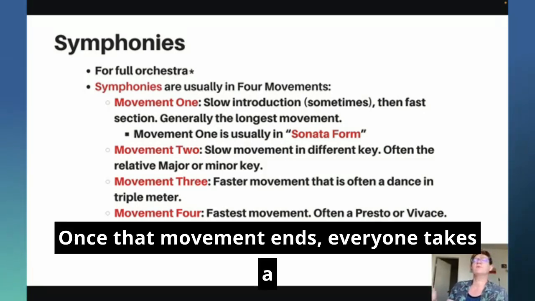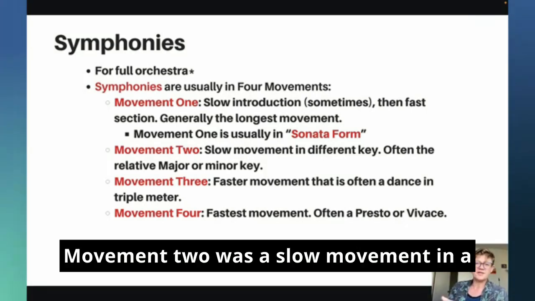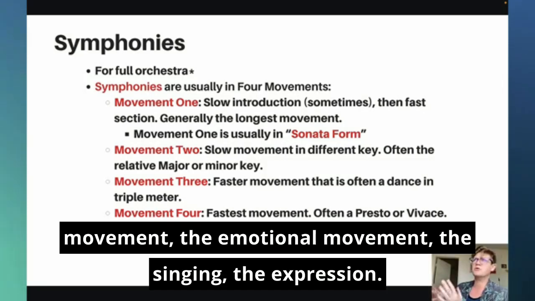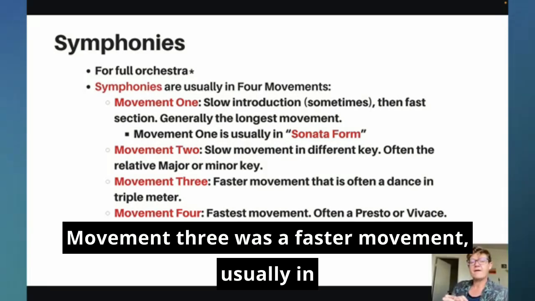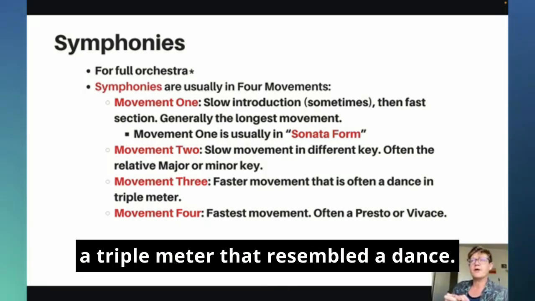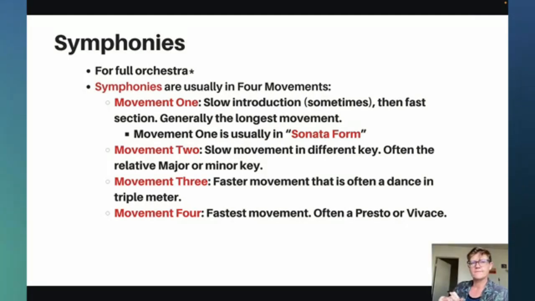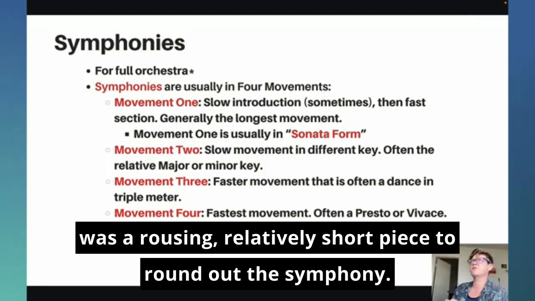Once that movement ends, everyone takes a small pause, maybe about 30 seconds. Movement two was a slow movement in a different key, often the relative major or minor. And you can think of this as the aria movement, the emotional movement, the singing, the expression. Movement three was a faster movement, usually in triple meter, that resembled a dance, so a minuet, more often than not. And then finally, the last movement was the fastest movement. It was often a presto or vivace, and it was a rousing, relatively short piece to round out the symphony.